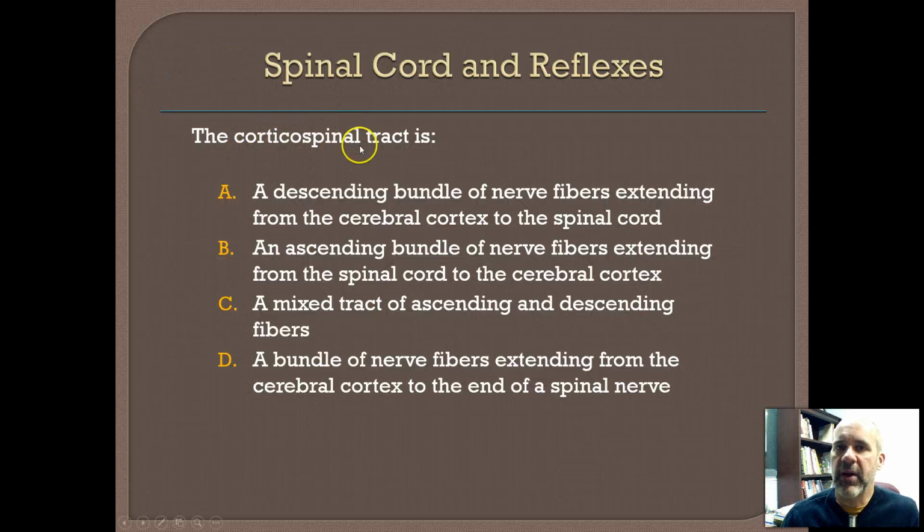The corticospinal tract, so go back and review which of these we discussed. And you can tell by the name, cortico refers to the cortex of the brain, spinal cord. So the impulses are starting here and going here. So that information lets you know this is going to be a descending tract, a descending bundle of nerve fibers extending, that's what a tract is, extending from the cerebral cortex to the spinal cord. So our answer there would be A.